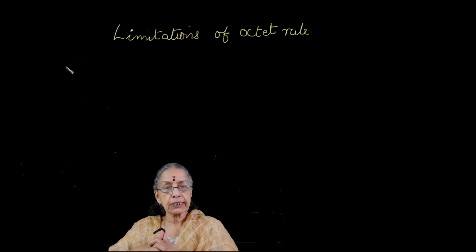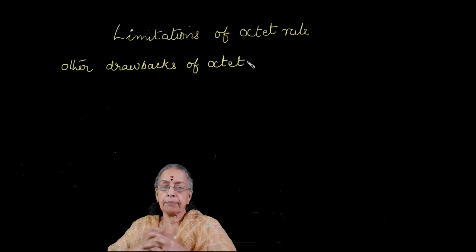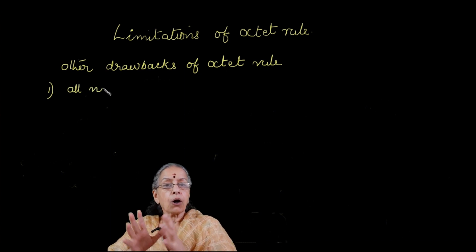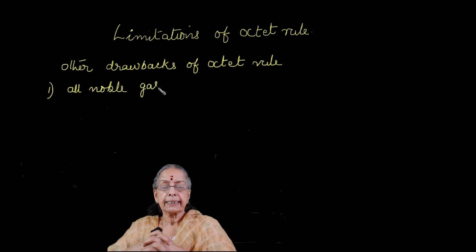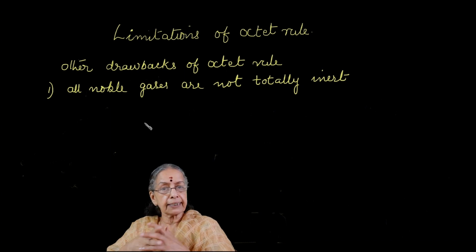Now we will proceed to see some other drawbacks of octet rule. Drawback number 1. Octet rule is based on the fact that noble gases have octet structure in their valence shell and they are inert. That is, they are stable. They have a stable octet structure. But in reality, all noble gases are not inert. That is, they are also reactive. Some of them form compounds. They undergo reaction to form compounds, of course, under certain drastic conditions.